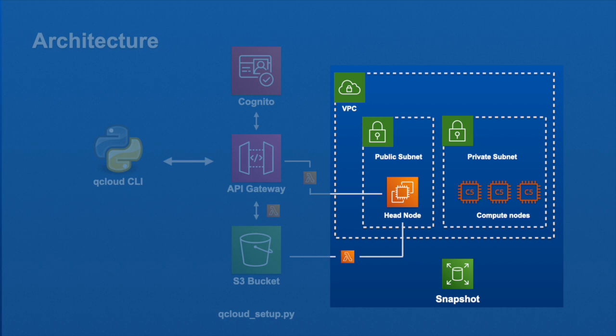The head node is a minimal T2 micro instance that runs the Slurm scheduler. This is the only part of the cluster that runs constantly. The compute instances are only launched on demand when there are jobs in the queue. When the queue clears, these compute instances are automatically terminated to avoid ongoing service charges.